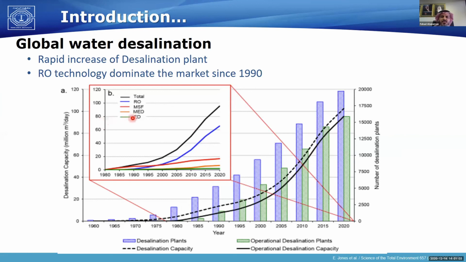In terms of technology, it is mainly RO technology, which of course is the future. In addition, there are still some countries using MSF, MED, and ED.